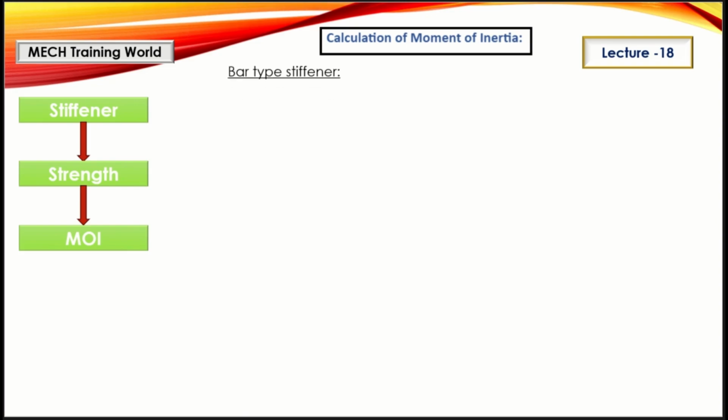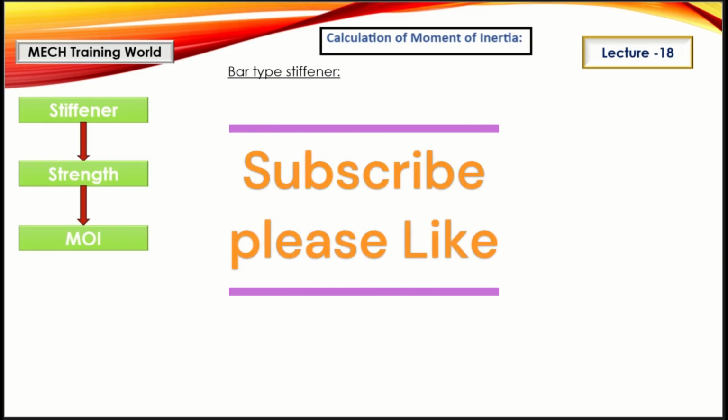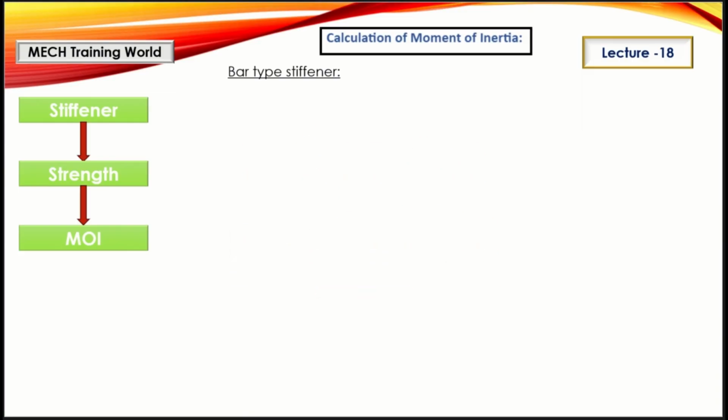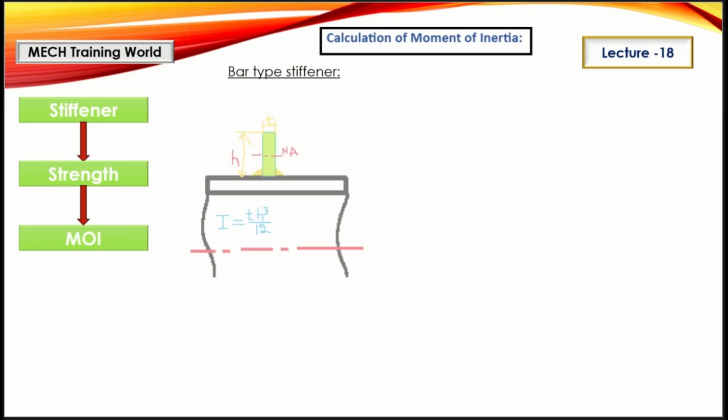For example, in the last lecture we saw bar type stiffener, T type stiffener, angle type stiffener, and I type stiffener, right? So today we will calculate the moment of inertia for some of the shapes of the stiffeners, guys. First we will calculate the moment of inertia for the bar type stiffener.